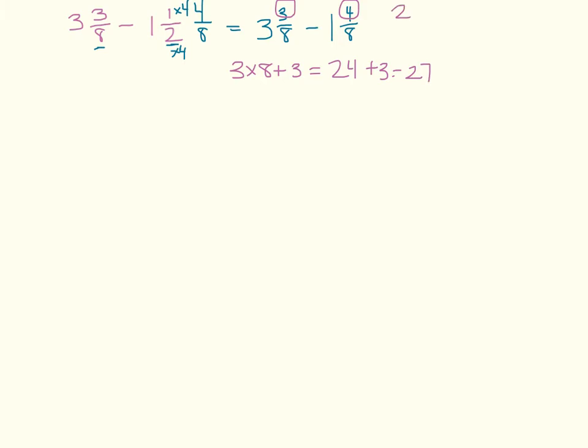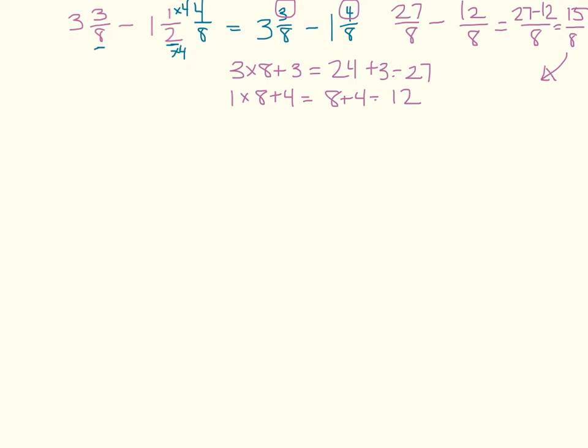So I have 27 over 8 minus 1 times 8 plus 4, which gives me 8 plus 4, which equals 12. So I'm subtracting 12 over 8. I can write this as my subtraction statement, 27 minus 12 over 8, and 27 minus 12 leaves me with 15 over 8. Now I want to transfer this back into a mixed number because mixed numbers is what I'm dealing with. So I'm kind of going to do the opposite of what I did here.